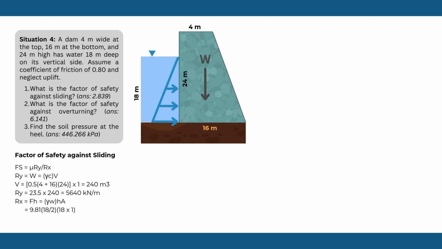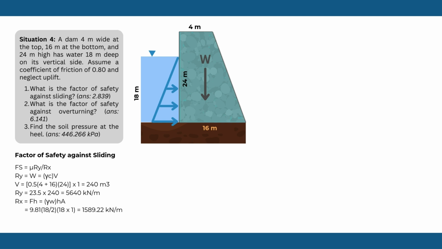For the centroidal height naman, yung water level natin is at a depth of 18 meters. Therefore, ang centroidal height natin from the top surface is 18 divided by 2. And assuming na 1 meter width yung haba ng dam natin, yung area ng application ng hydrostatic force is just 18 by 1. Now, plugging in these values sa hydrostatic force equation natin, we'll get a value of 1,589.22 kilonewtons per meter. Again, naka-per meter ang sagot natin dahil yun yung assumed width natin ng dam.